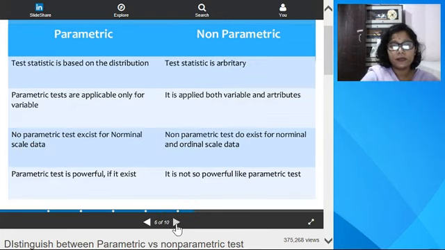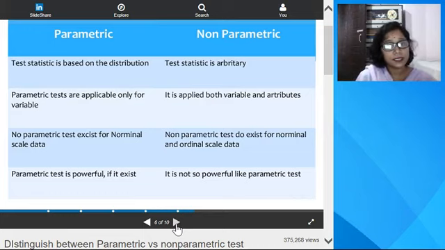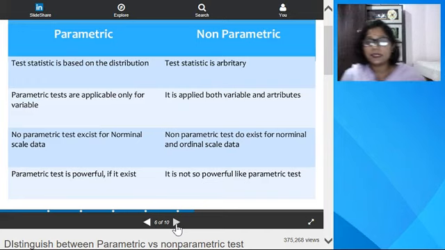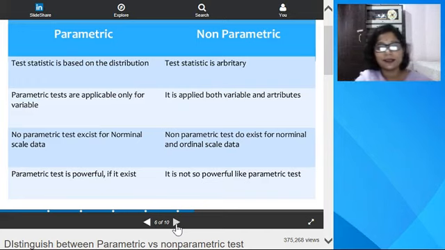Next point of difference between parametric and non-parametric statistics is that the parametric test statistic is based on distribution, that is normal distribution. When the population or the sample distribution is normal, population distribution is normal, in that case parametric tests are applied. But non-parametric type of statistics are arbitrary in nature.